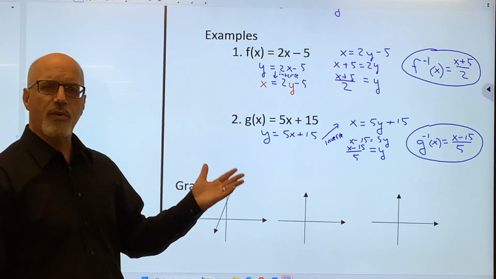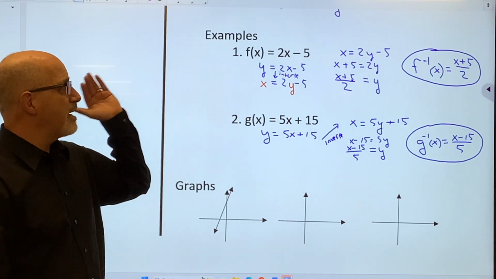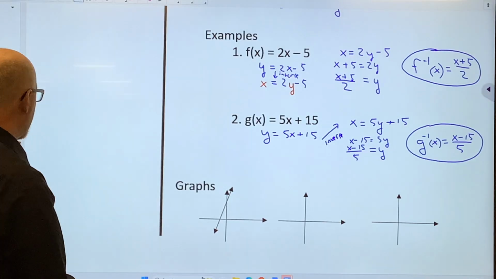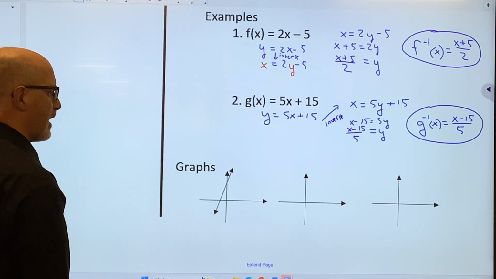Okay, so there we go. That's how you do it with formulas. Follow the steps of making it y equals, swap the x and y, solve for y, like a literal equation like we've done, and you've got your answer.